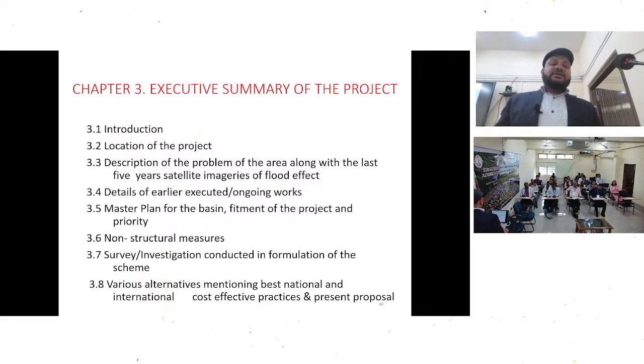Then what the non-structural measures are should also be discussed, because in DPR we prepare for only structural. You know about structural measures and non-structural measures? No. There are two aspects of flood control. I will cover it in the second or third session. Anything structural, which we construct, is required for the DPR. A lot of things are there.